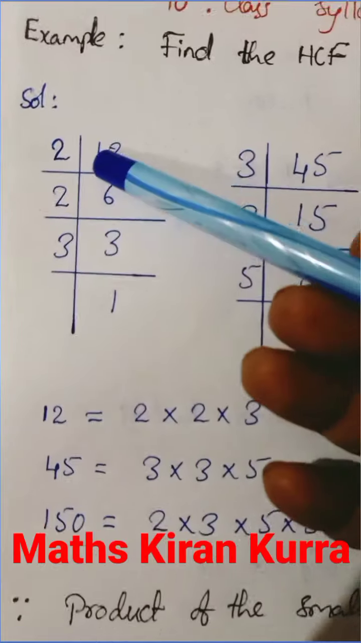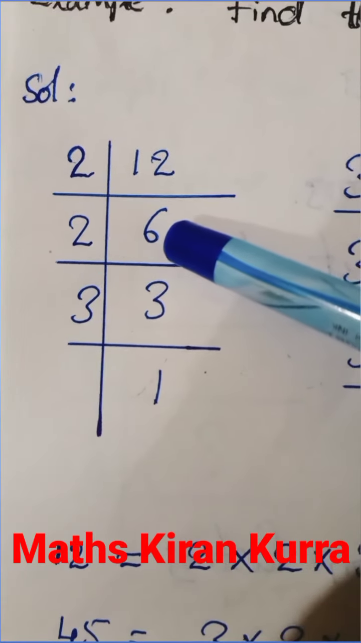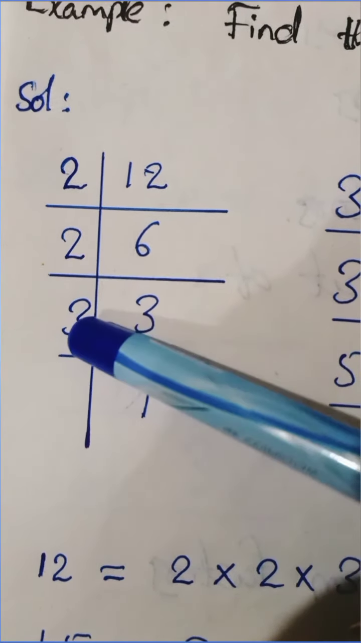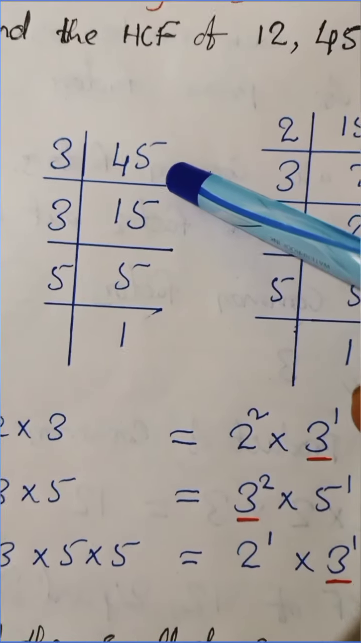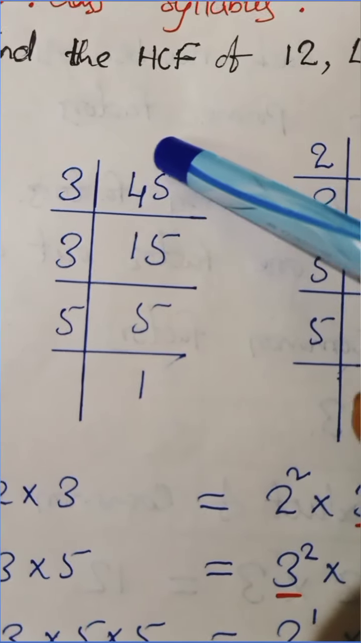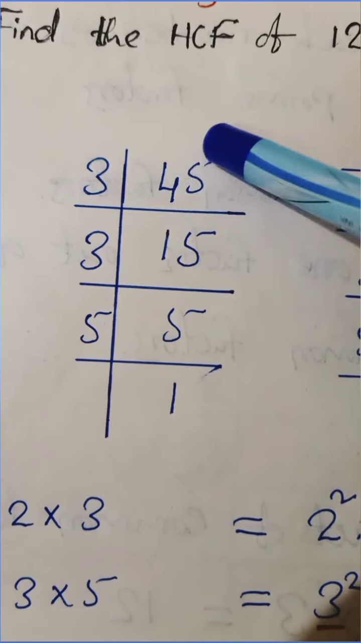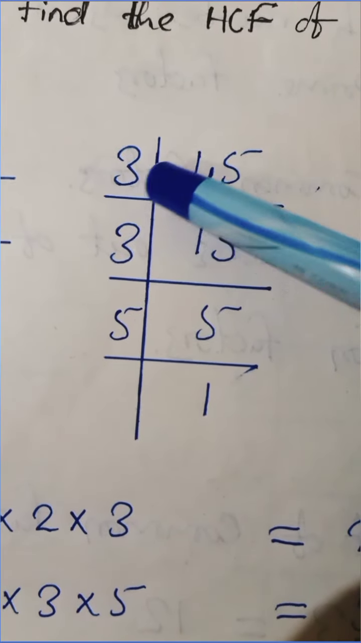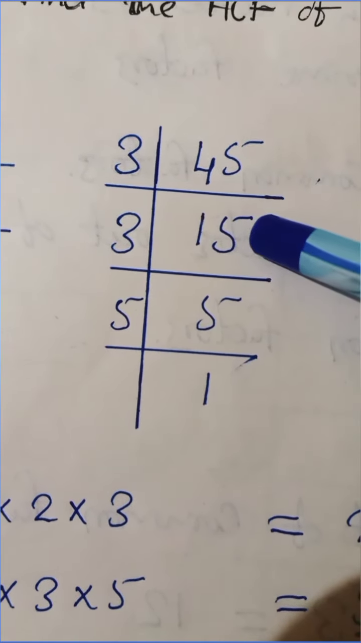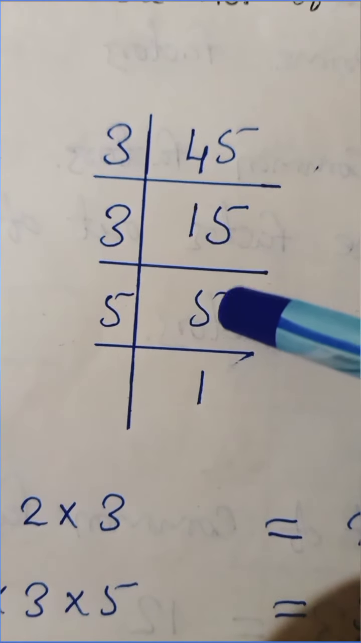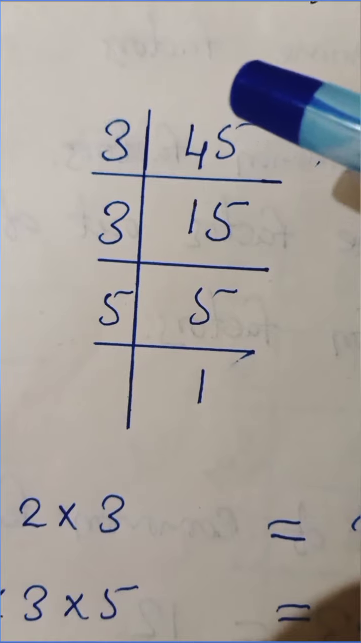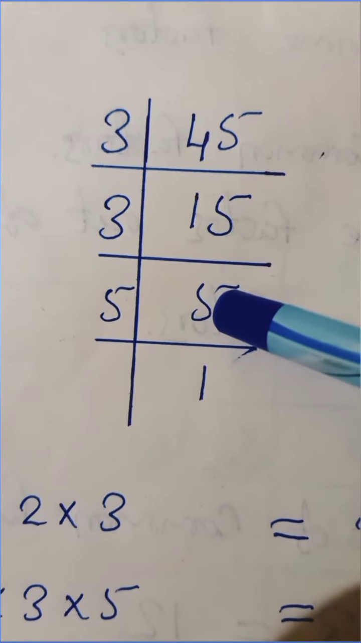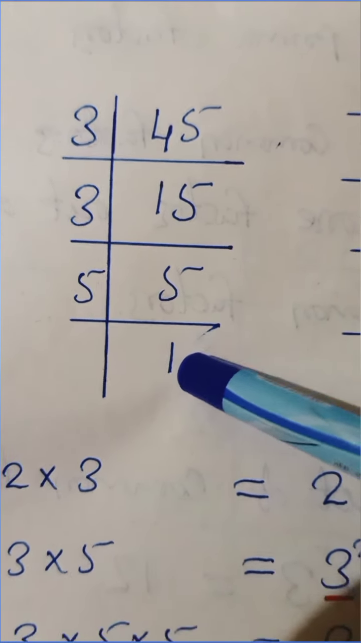First, 12 divided by 2 gives 6. 6 divided by 2 gives 3. 3 divided by 3 gives 1. Next number is 45. The first prime number is 2, but 45 is not divisible by 2. So the next prime number is 3. 45 divided by 3 gives 15. 15 divided by 3 gives 5. The prime numbers are 2, 3, 5 and so on. So 5 divided by 5, finally we get 1.